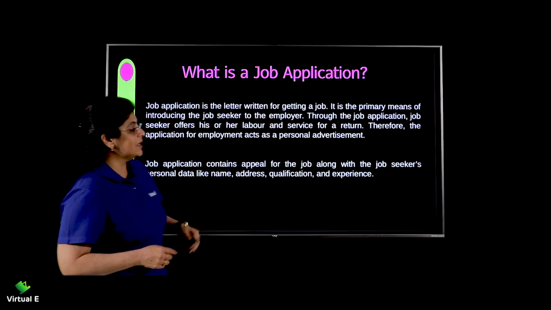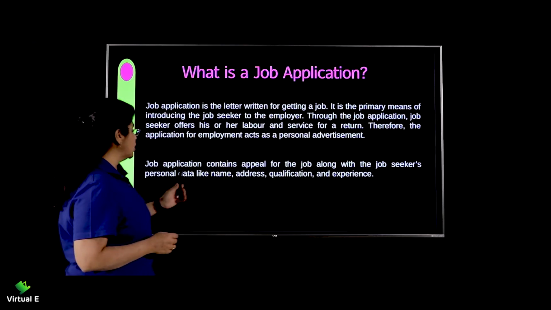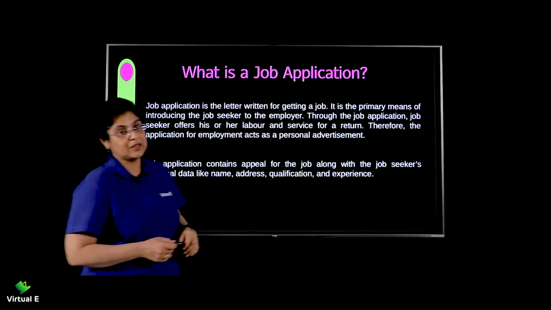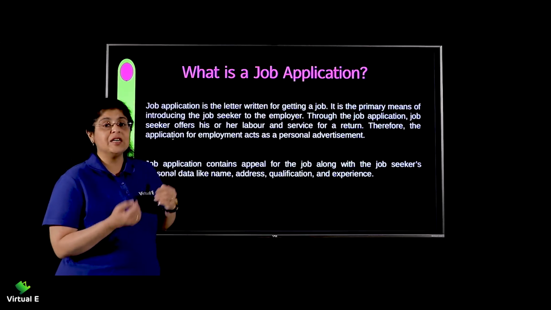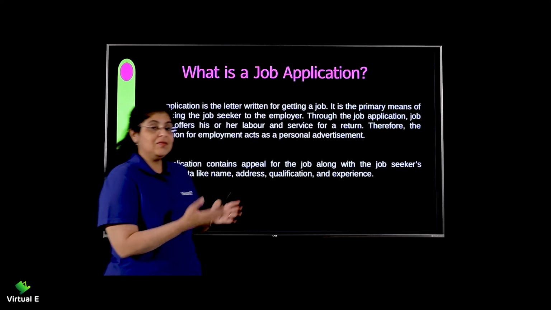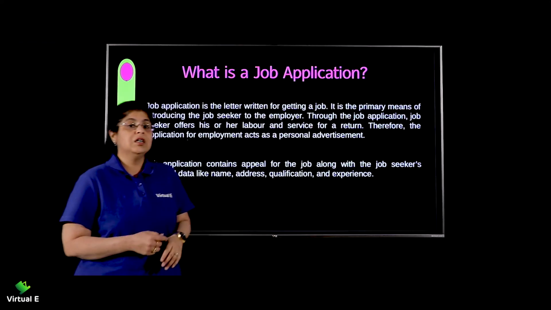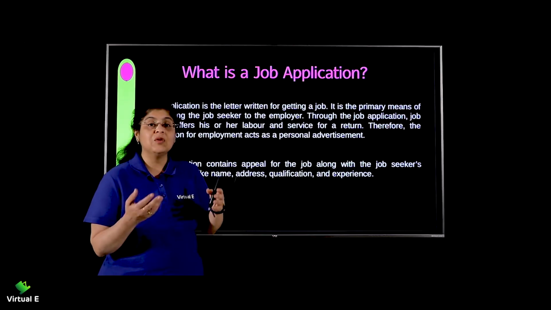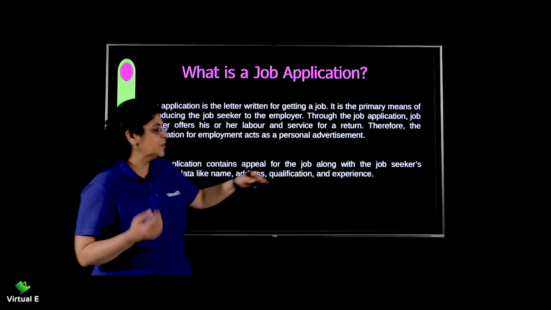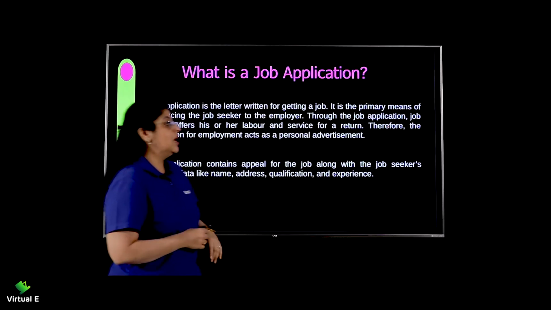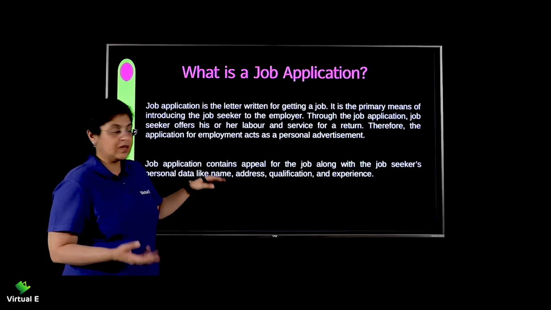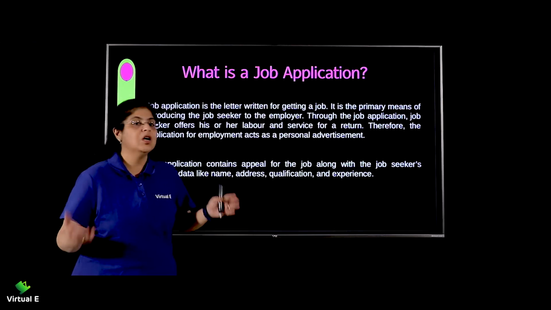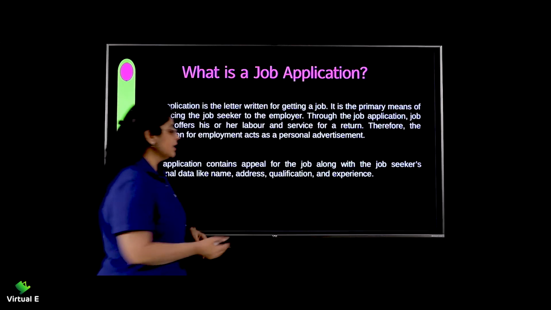A job application contains an appeal for the job along with the job seeker's personal data like name, address, qualification and experience. So you are appealing for the job in the sense that you're telling them, I came across your vacancy, I want to apply for this job, and I look forward to the interview. Can we meet up and discuss it? So you make an appeal, you request the job along with your personal data like name, address, qualification, experience, how long you have been working, where, and all such details. That is the main thing.